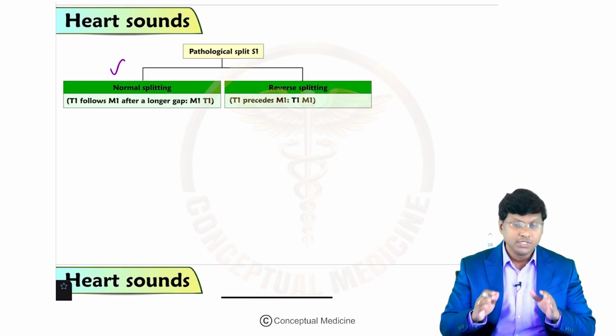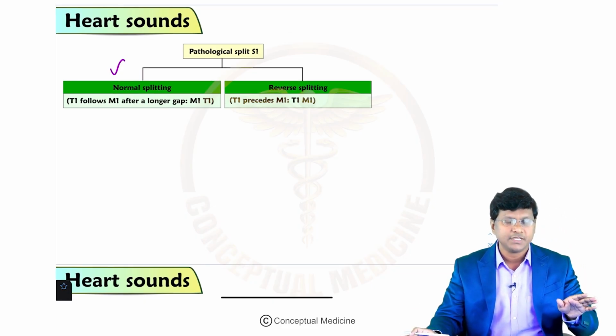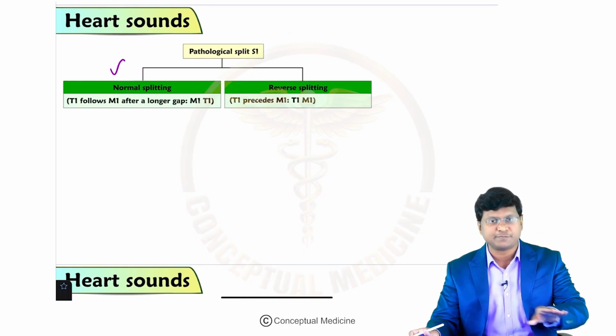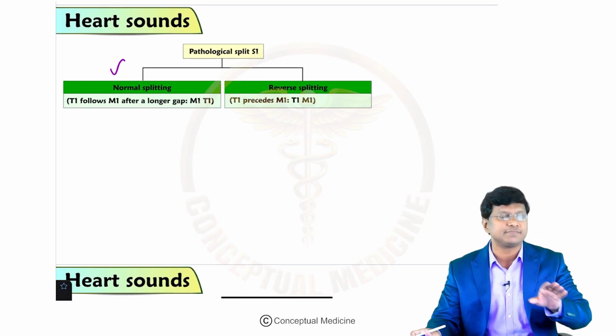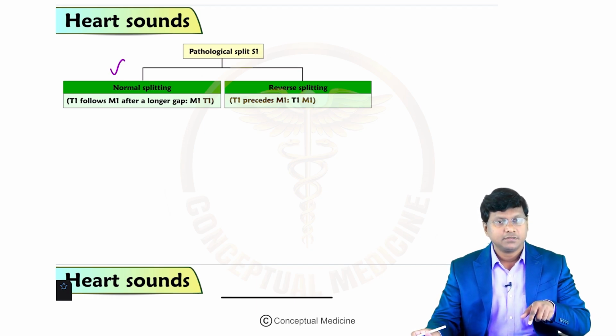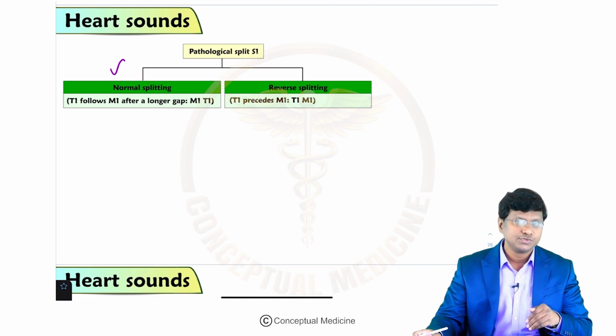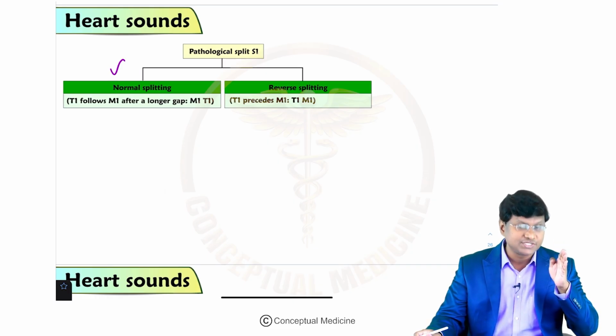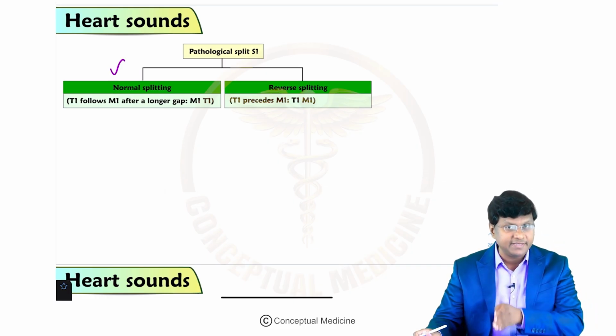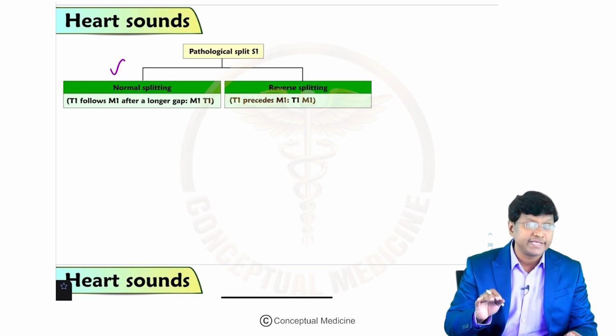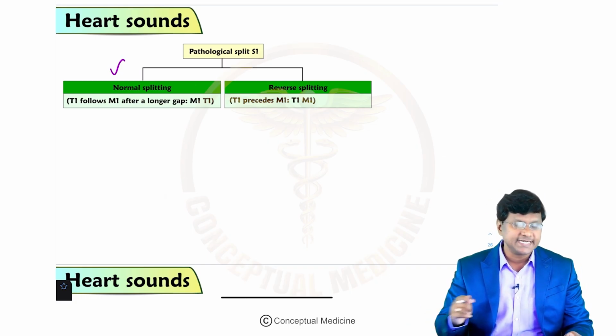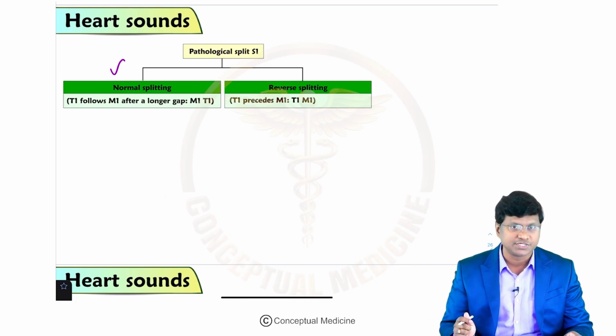Normal splitting means normally you don't have a split between M1 and T1. You will not listen to them separately. But in certain clinical scenarios, the distance between M1 and T1 will be more than 30 milliseconds. That is called pathological splitting.